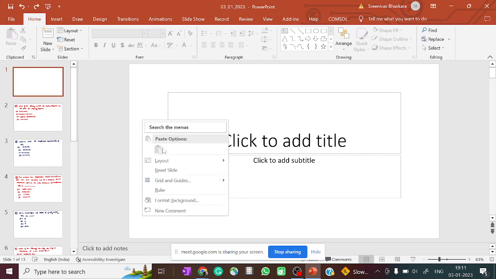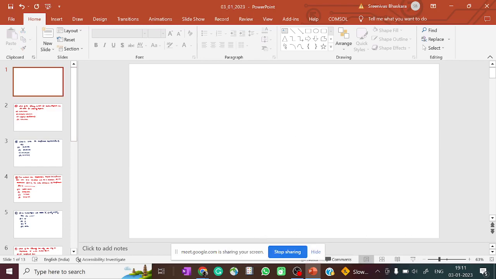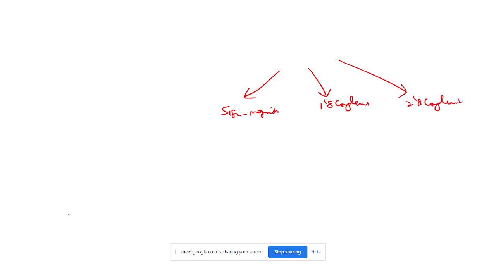Oh, I erased all the ink. Fine. So we have sign magnitude, we have 1's complement, and we have 2's complement, right? So we understood the issues.